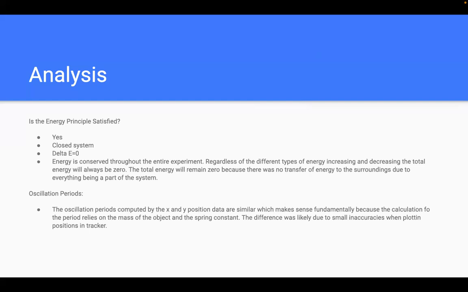The oscillation periods computed from the X and Y position data are similar, which makes sense fundamentally because the calculation for the period relies on the mass of the object and the spring constant. The difference was likely due to inaccuracies when plotting positions in Tracker.